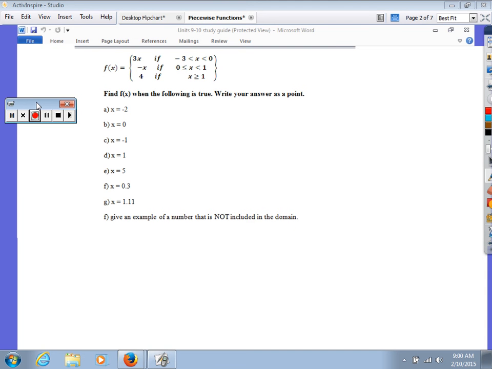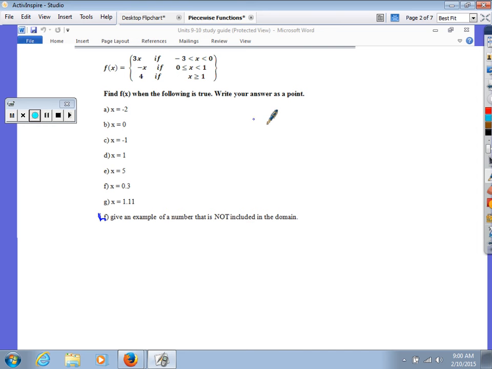So this is where your homework came from. It's this little page that I gave you. Also, this should say H and not a second F. So we're going to find f of x when the following is true.